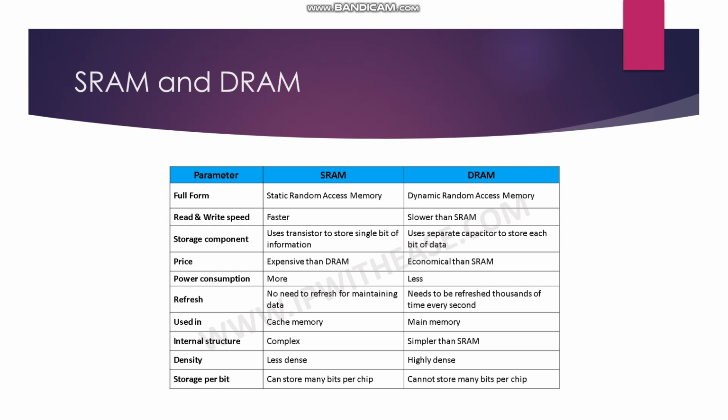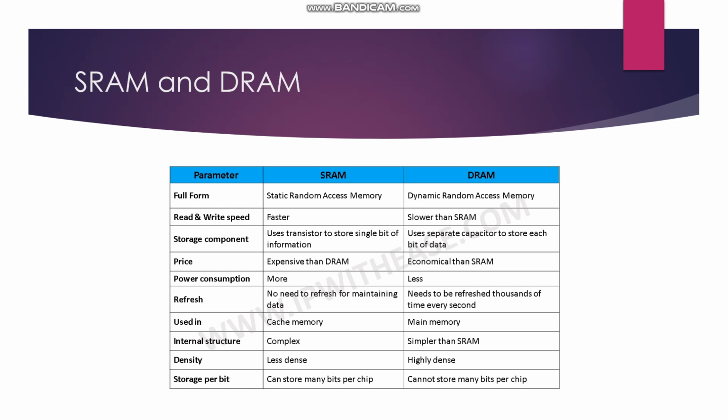Next is the parameter of where SRAM or DRAM is used. SRAM is used in cache memory and DRAM is used in main memory. Next is the internal structure of SRAM and DRAM. SRAM has a complex structure, whereas DRAM is simpler than SRAM. Next is density. SRAM is less dense when compared to DRAM, and DRAM is highly dense.